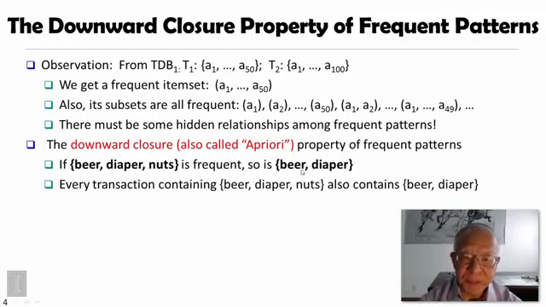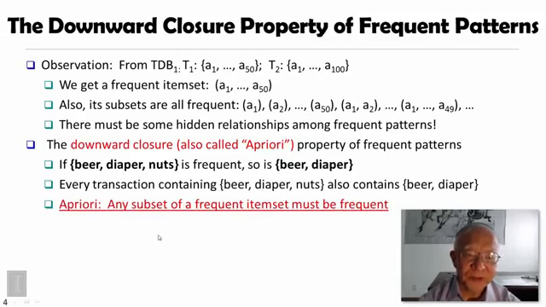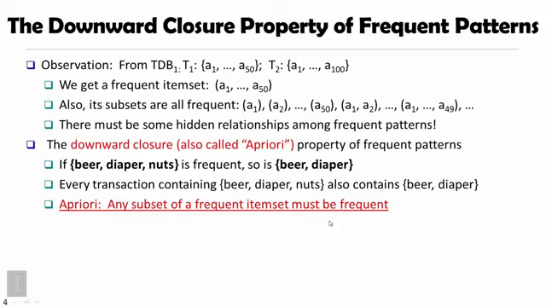Obviously, beer and diaper should be frequent as well, because any transaction which contains beer, diaper, and nuts must also contain beer and diaper as an itemset. That's why beer and diaper as an itemset should be at least as frequent as beer, diaper, and nuts. So we can easily derive this property: any subset of a frequent itemset must be frequent, if we keep the minimum support threshold the same.